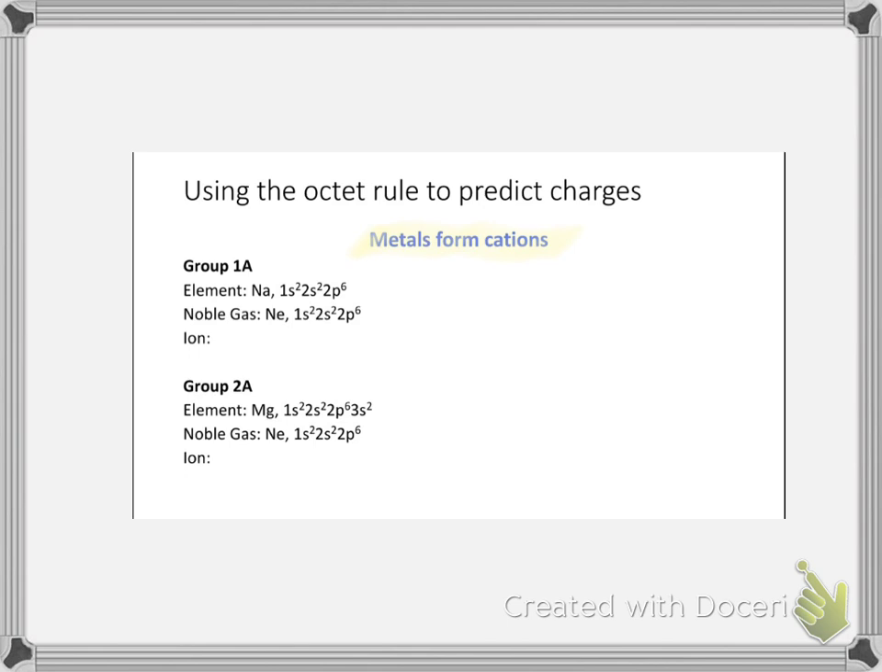This is what the octet rule predicts, because the noble gases have a full valence shell, which is stable, and so the other elements will gain or lose their electrons to have that. And so what sodium does is it loses one electron. Now, losing one electron would form a positive 1 charge, and so the ion is Na+.